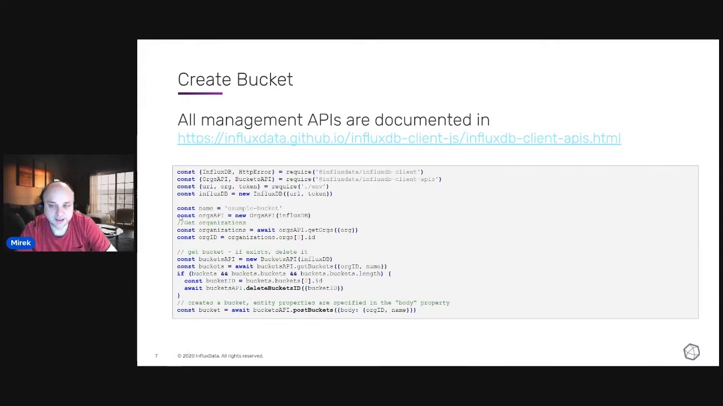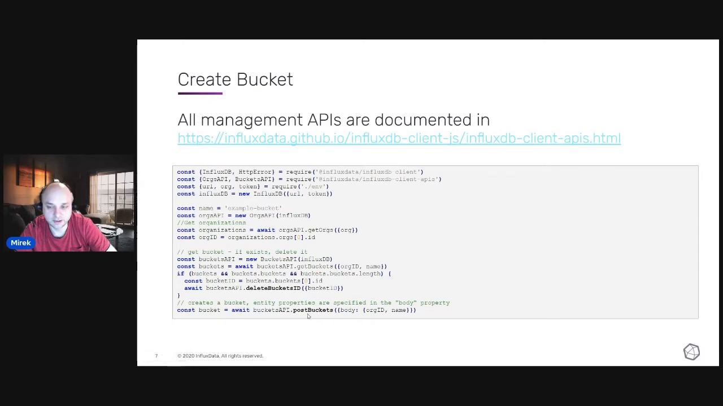So in this case, first of all, I need to get the list of organizations. I need to select the right organization. In this case, I select the first one. Then I will get the bucket API, get all the buckets. If we see that there is a bucket that equals the name of the bucket, which is the example bucket, which is here, then the bucket will be deleted. So here we are searching the name. If we get the bucket with this name, we will delete it.